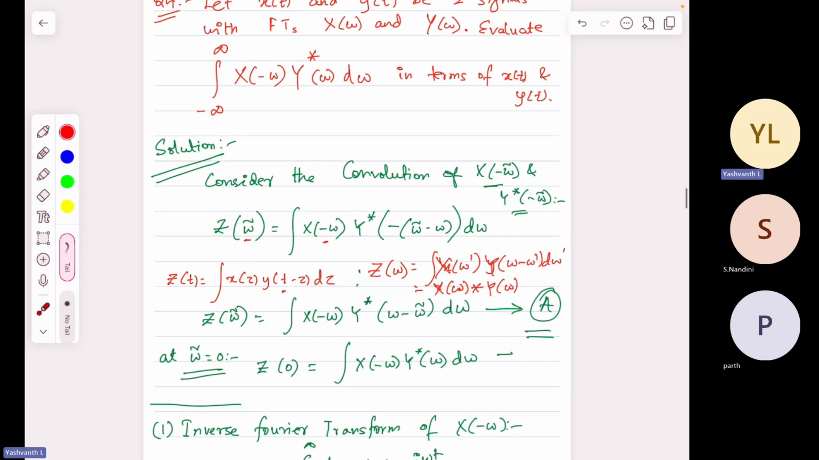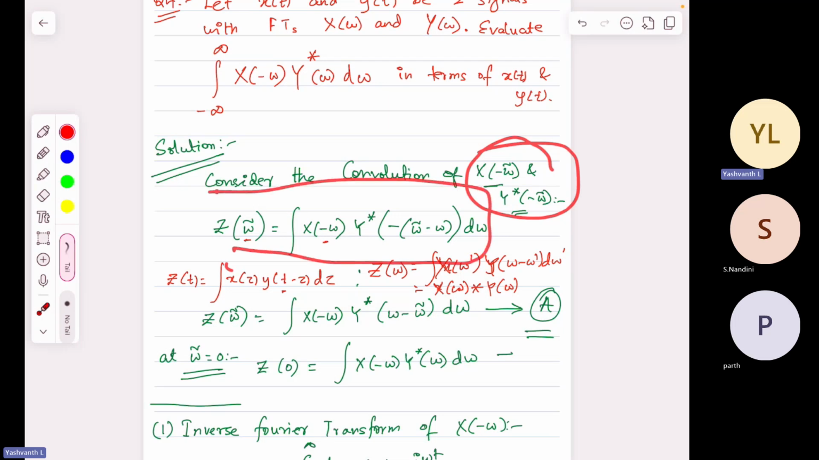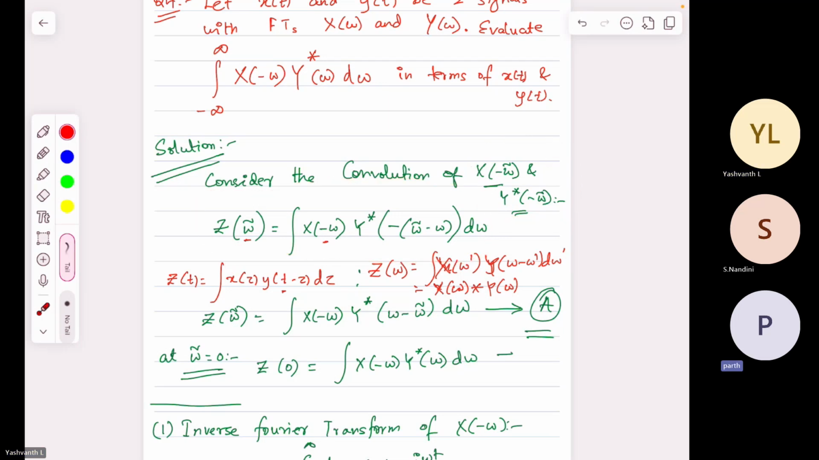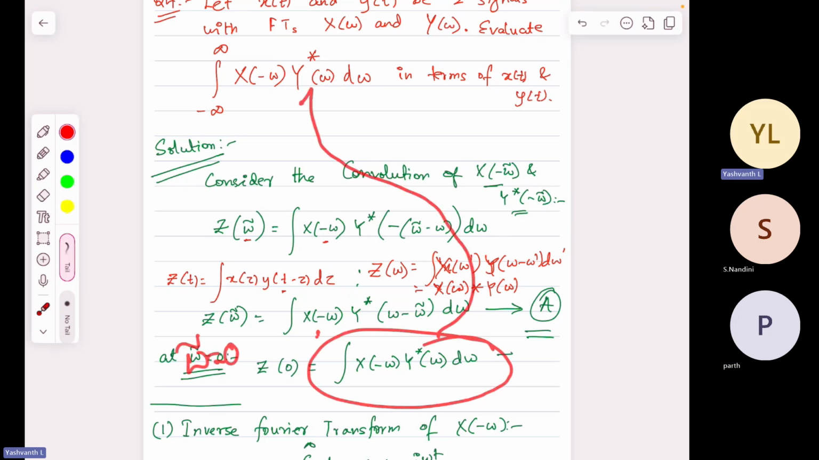So what I did is that I took two signals, X of minus omega tilde and Y conjugate of minus omega tilde. I convolved both of them. Is this convolution formula clear? Yes, sir. Okay. Now this is what I got after simplifying. Basically, if I put omega tilde equal to 0, then I get this expression. This is exactly what I need to find here.